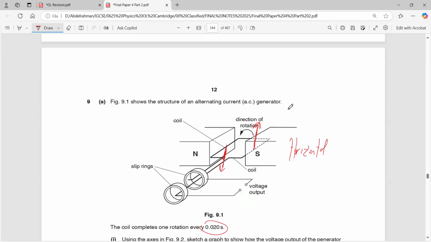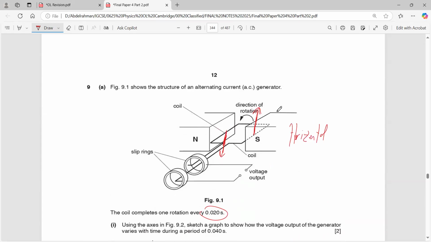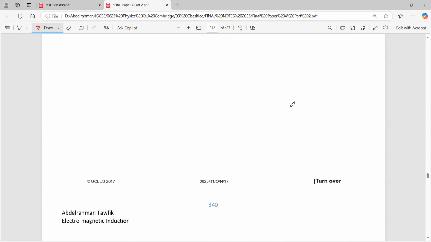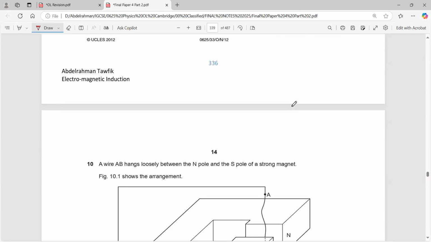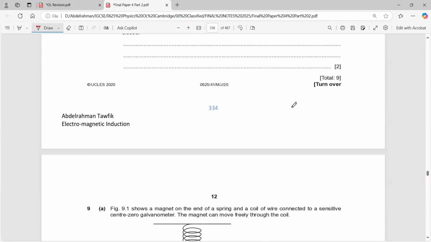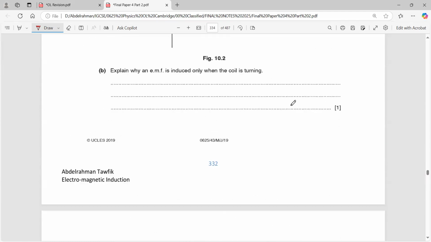Vertical position would be the minimum. I need to solve one or two questions regarding the DC motors. So let's move on quickly to the DC motors, and then that would be it for today. Okay, so moving on to DC motors.